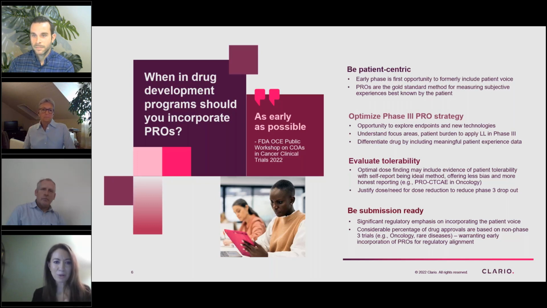So in summary, incorporating COAs early allows you to incorporate that voice. Why is that important? There's a lot of regulatory emphasis on that recently, and it's also just the right thing to do, right? So we're running clinical trials to get drugs to market to improve symptoms, improve disease, improve lives. So it's almost impossible to think about how we can do that without allowing patients to use their voice through COAs to tell us how they're feeling from the very beginning in those early phase trials.